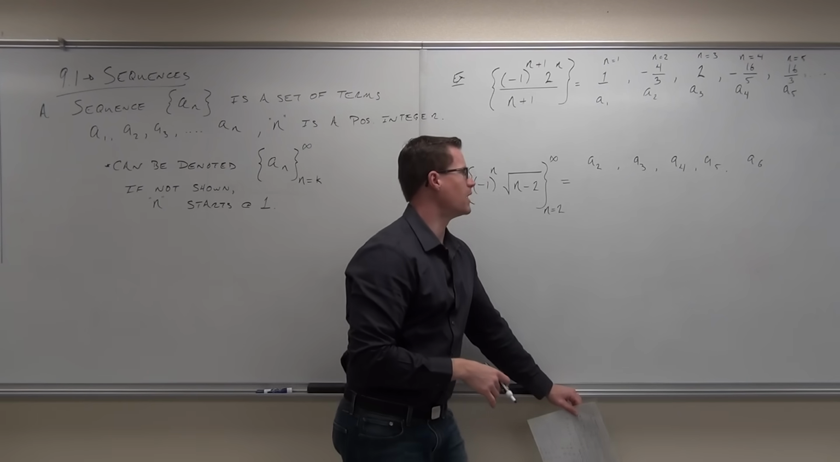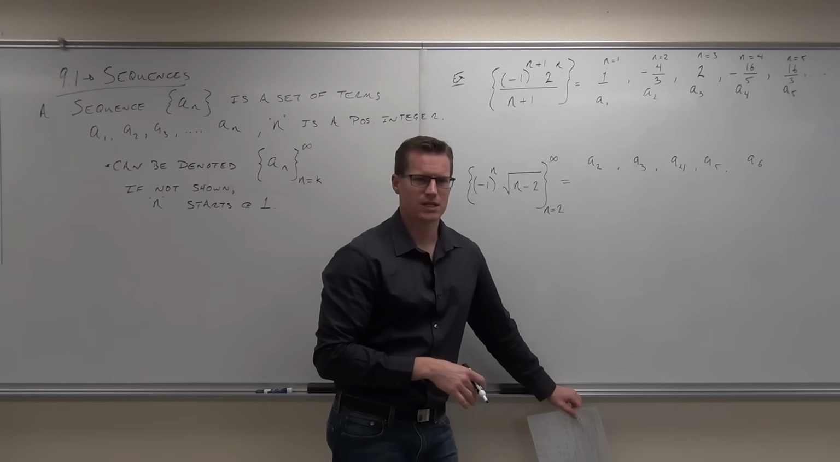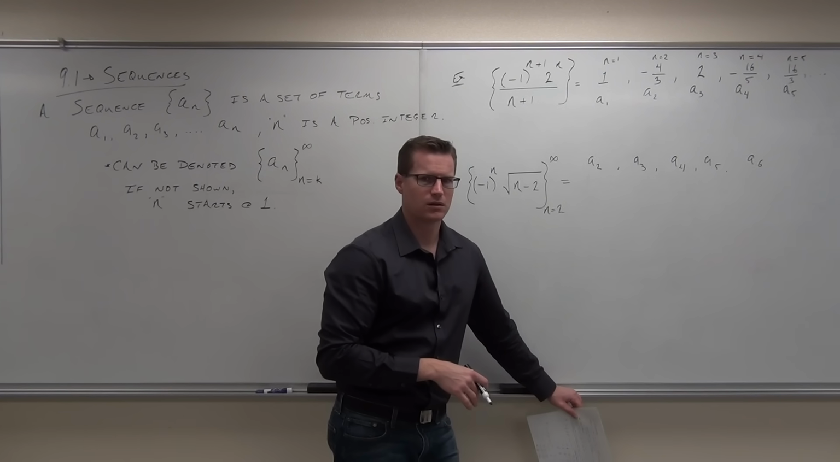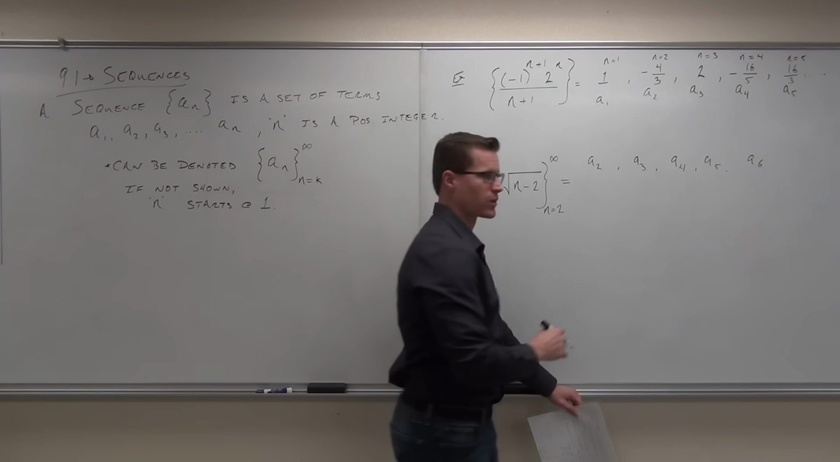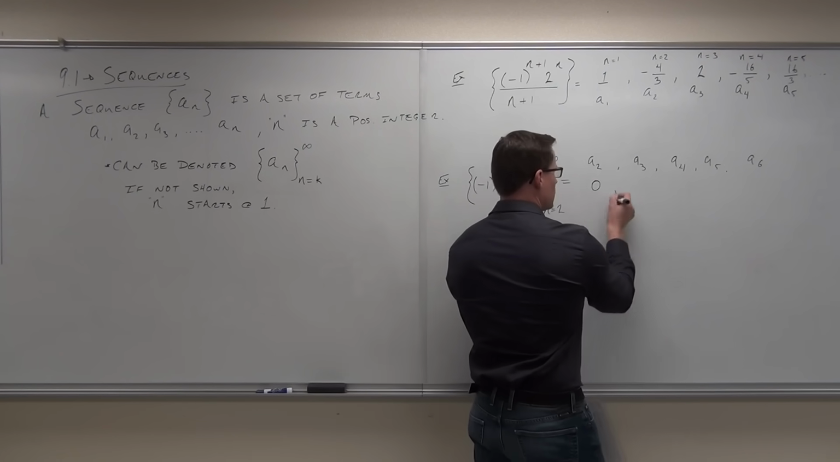When you plugged in the 2 for your n, what did you get? 0. Oh, 0. Yeah. 2 minus 2 is 0. It doesn't matter what the rest of it is, it's going to be 0. You okay with the 0?